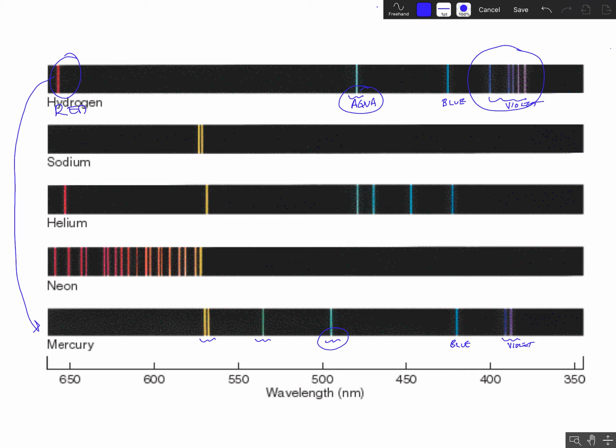Then we saw neon, and neon was really cool. Didn't we see a whole bunch in the red and the orange and the yellow part of the spectrum? Very little over here, if anything at all. Helium, looks like we saw some red, saw some yellow, which was a little bit different than the yellow we saw in mercury. Looks like we saw some greens and blues.